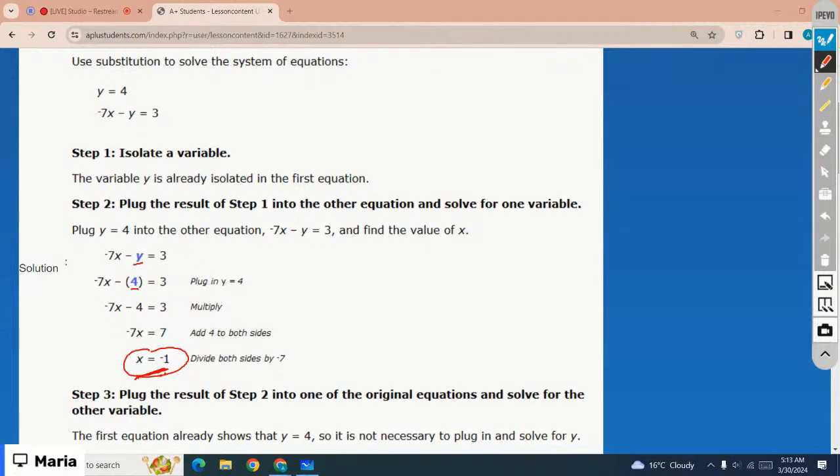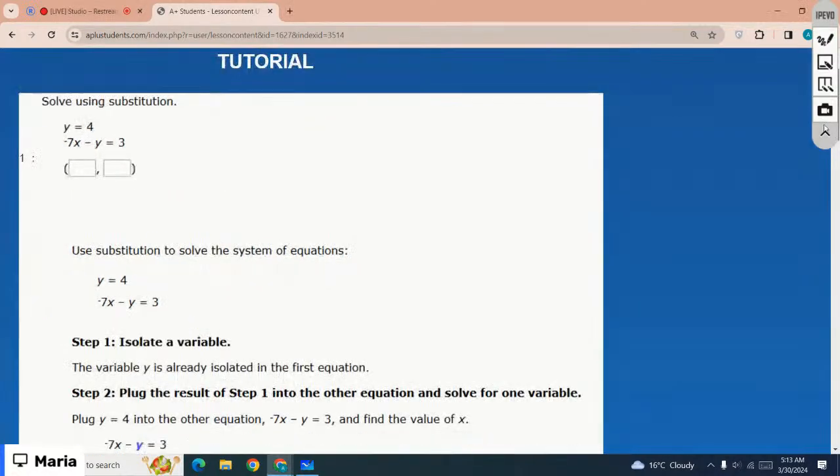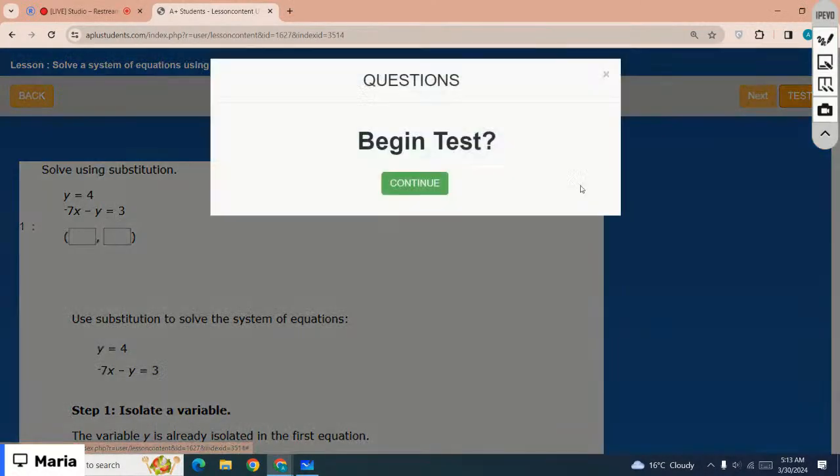Okay, let's just start with the practice questions. These are already solved. You can have a look at them. So let me just start with the test questions.